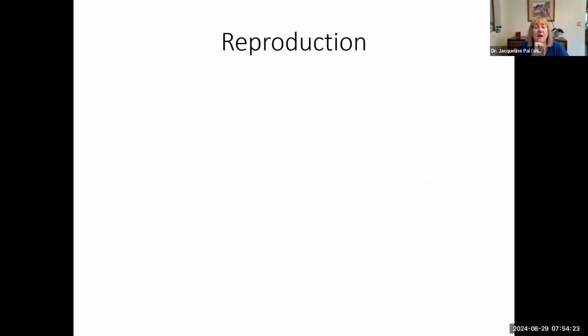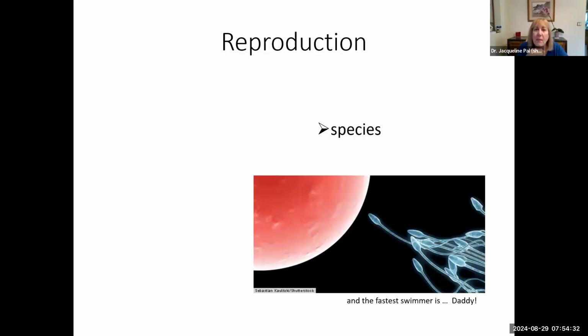All right. The next characteristic is reproduction. And when I say reproduction in college, students usually go to sex. Okay. So you're thinking reproduction of the species, where we have a little sperm going to, and the fastest swimmer, unless there's something to prevent it, becomes daddy. Not necessarily. Okay. But reproduction doesn't necessarily mean creating offspring.